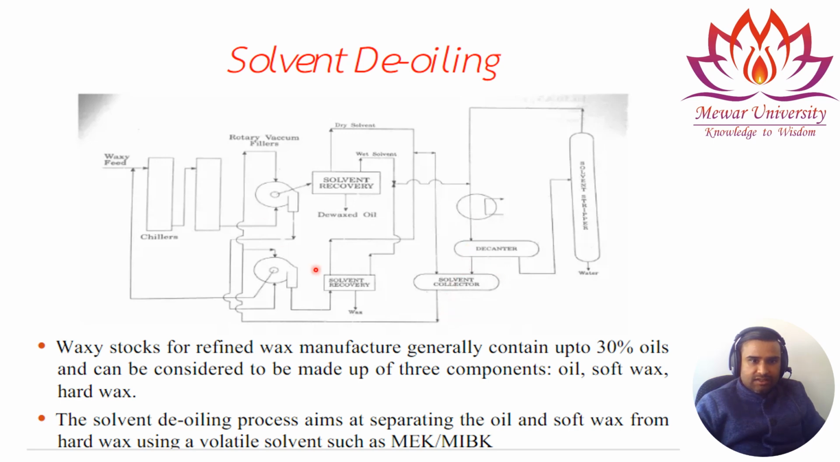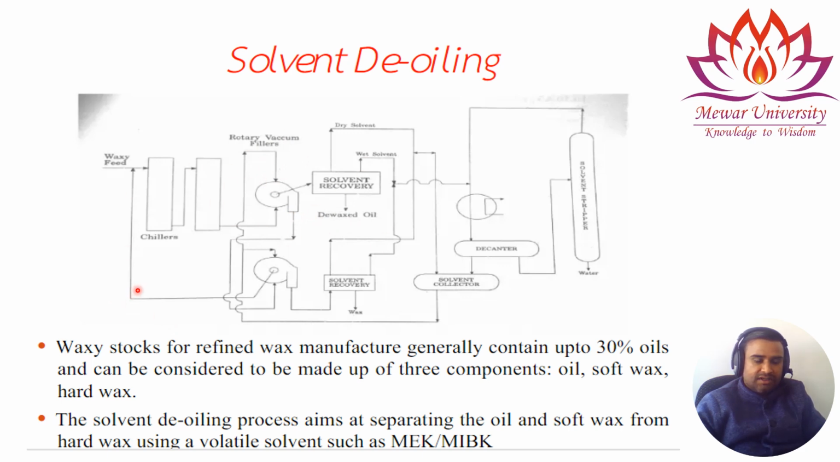So welcome to the next lecture, that is lecture number 12 in petrochemical technology, solvent deoiling process. In the previous lecture we came to know about the wax sweetening process. This is the process in which we are removing the oil that is present in the wax, and this is another process of deoiling, meaning removing of the oil from the wax. You can see this process diagram. I have explained in more detail how this de-oiling process is happening.